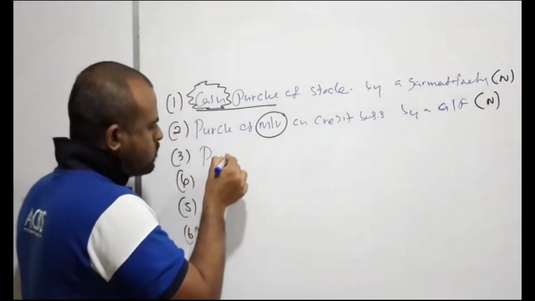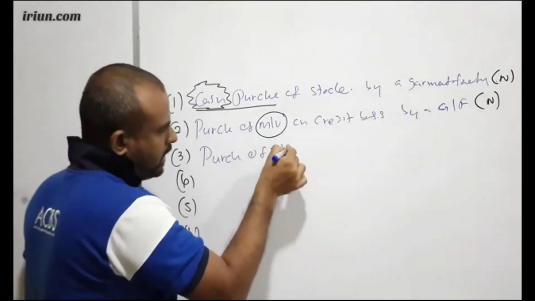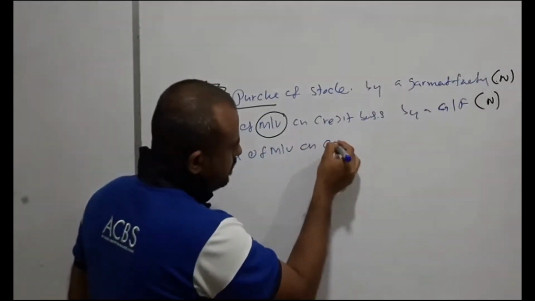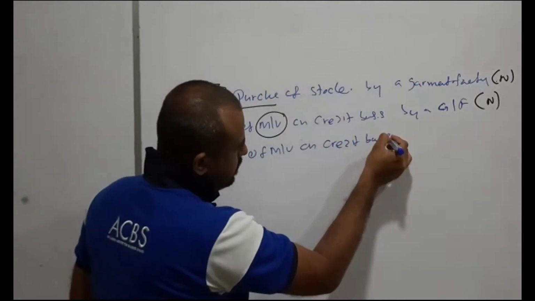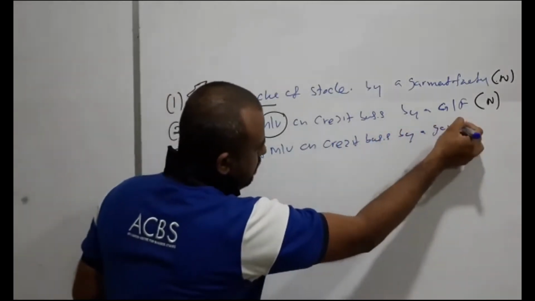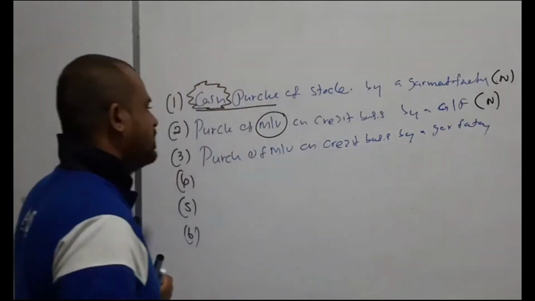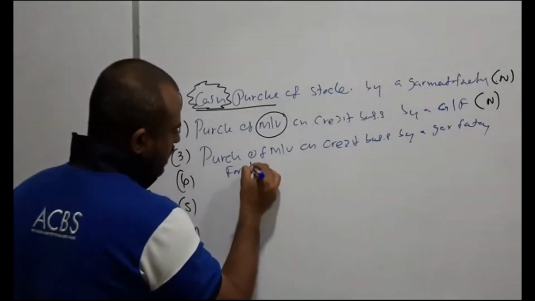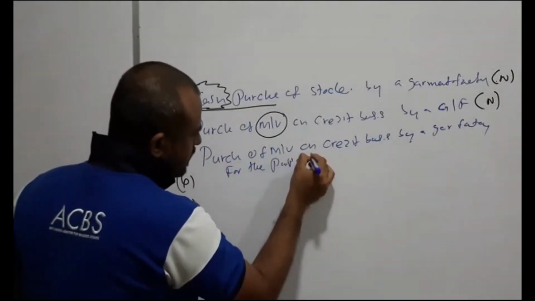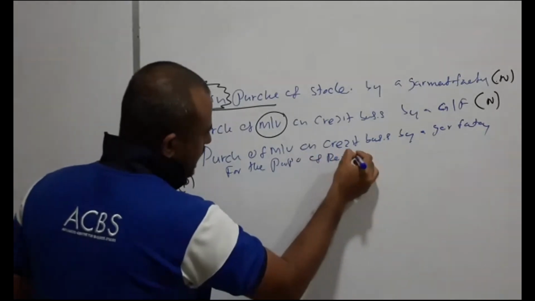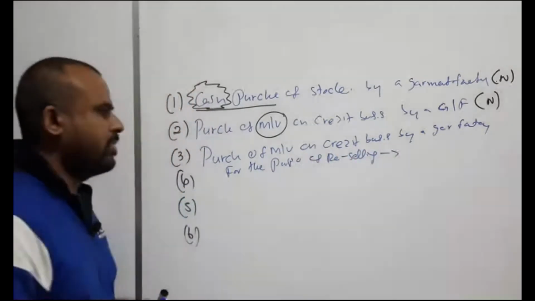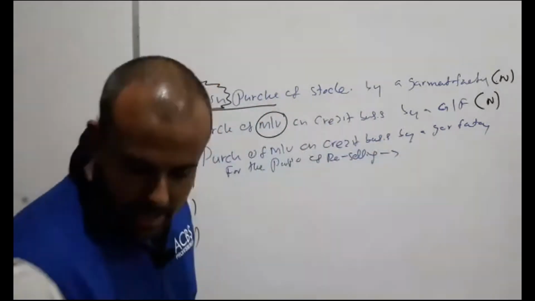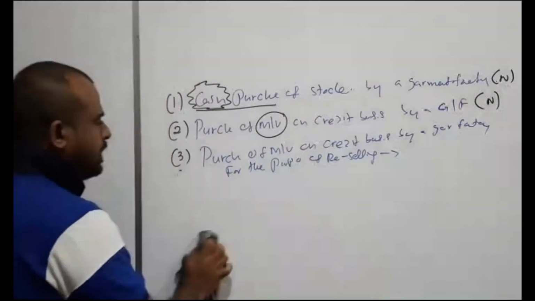Purchase of motor vehicle on credit basis by a garment factory for the purpose of reselling. For the purpose of reselling. The motor vehicle we bought to resell. Now my question, can I record this in the purchases journal?